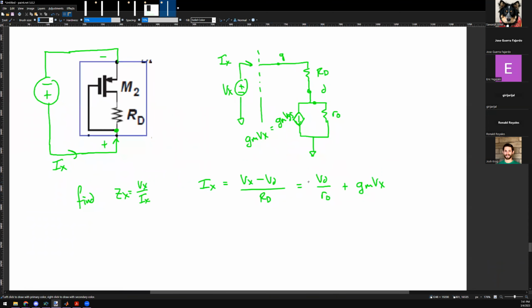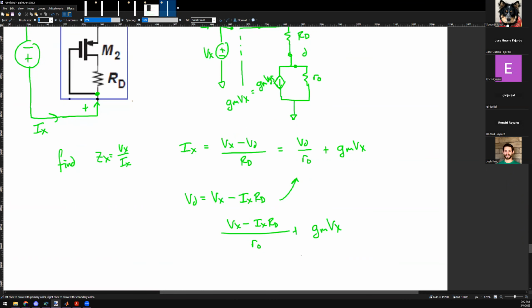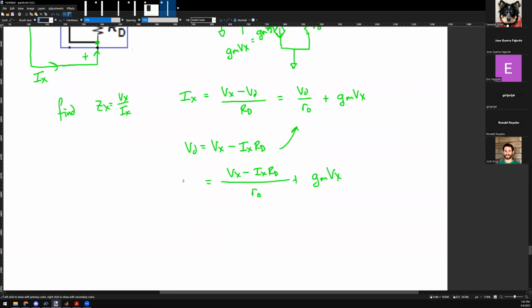I have VD here and I don't like VD here. So let's try to figure out how VD can go away. I'm going to use this guy to solve for VD. So VD is equal to Vx minus Ix RD. Bring this guy over, bring this guy back. That's one expression. Now I can substitute this guy into here. Now I have (Vx minus Ix RD) divided by r naught plus gm Vx is equal to Ix. Would you guys agree? Okay.